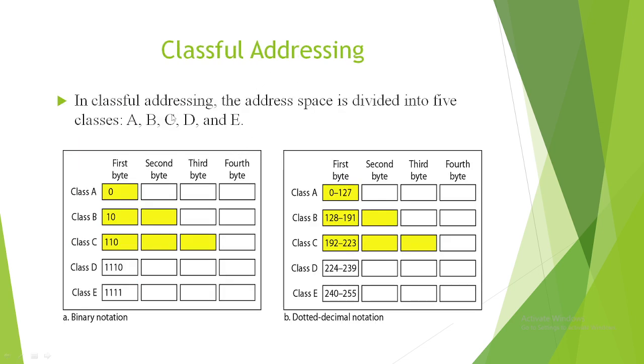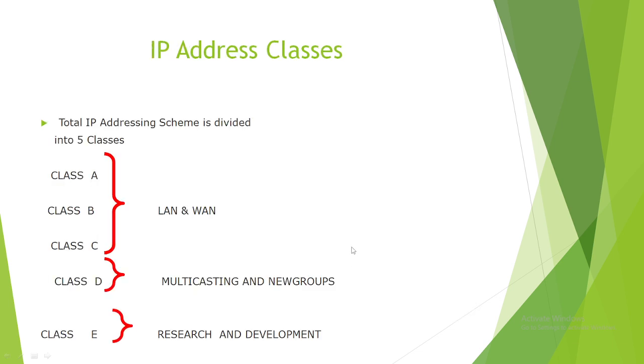Here is classful addressing. The classes are divided into 5 classes. This is the binary notation: Class A starts with 0, Class B with 10, Class C with 110, and then Class D and Class E. Class A range is 0 to 127, Class B is 128 to 191, Class C is 192 to 223, Class D is 224 to 239, and Class E is 240 to 255.